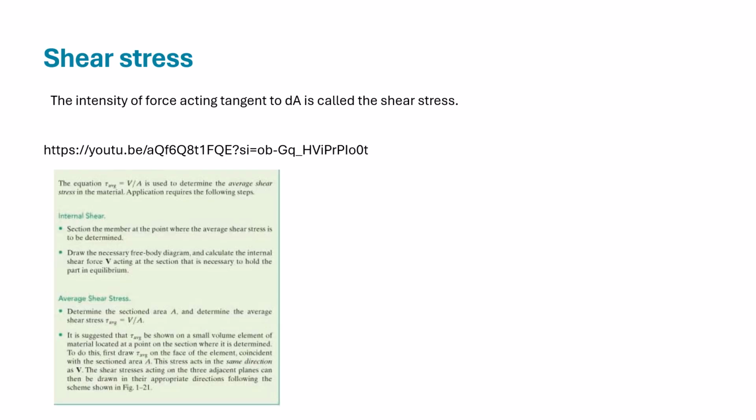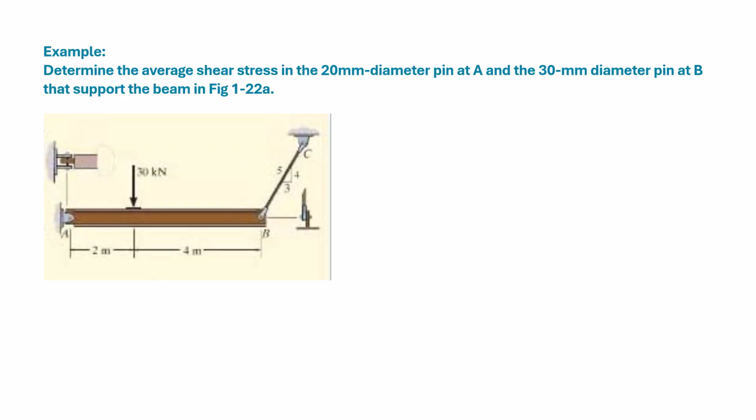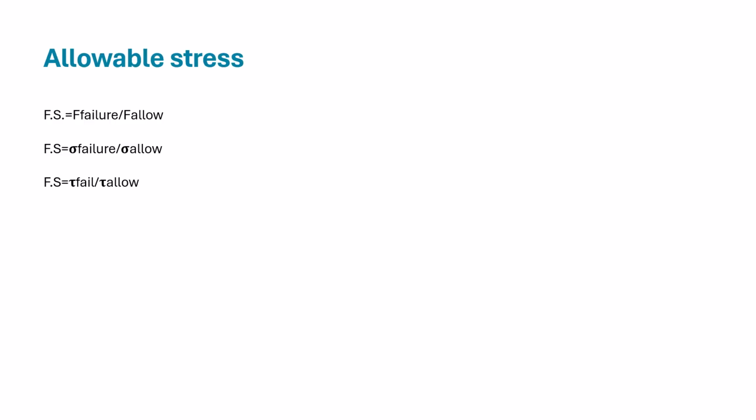Regarding shear stress, we need to find tau average, which will be shear force over area. Again, we need to determine internal forces and the maximum shear force. So that is the procedure, and we have an example here of how to determine the average shear stress in the 20 millimeter diameter pin at A and the 30 millimeter diameter pin at B that support the beam. Firstly, we need to find the internal forces, and after that apply the equation that tau is equal to shear force over area. So again, second homework for you.